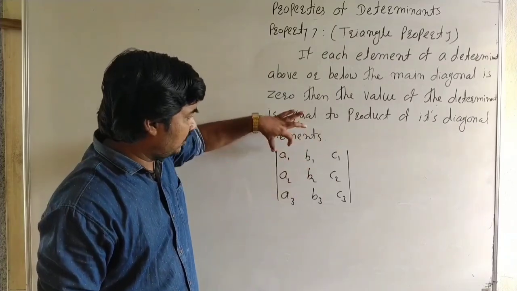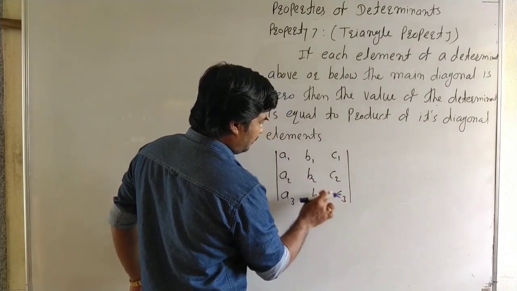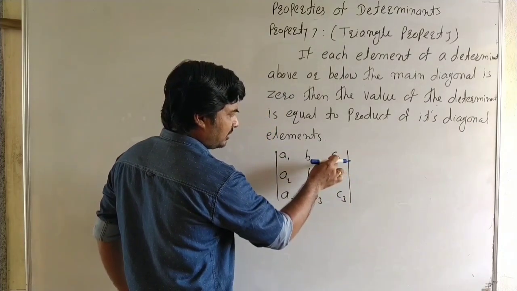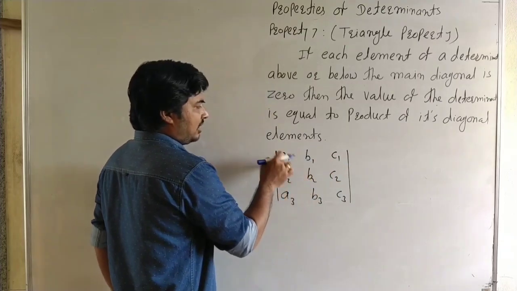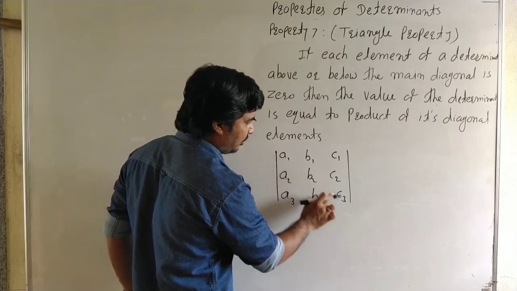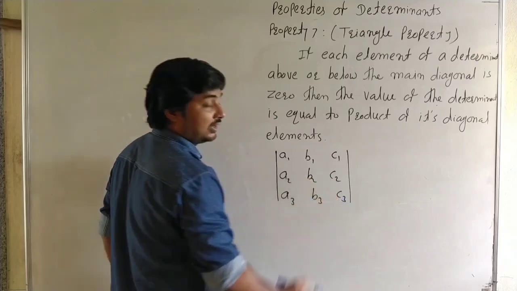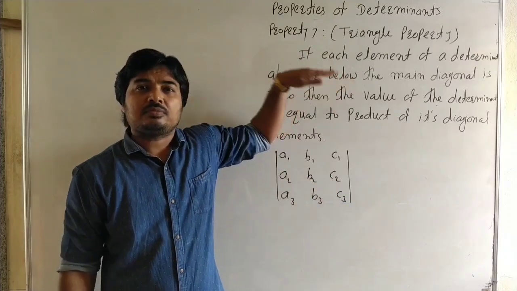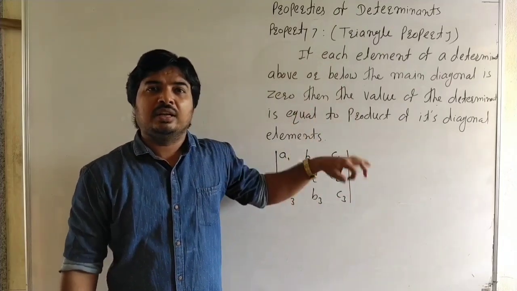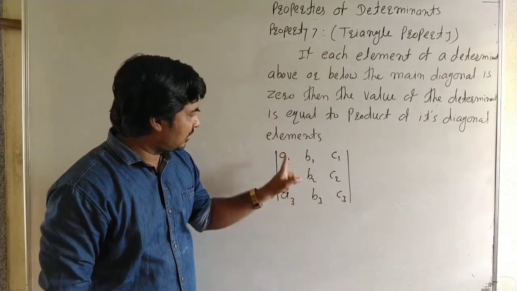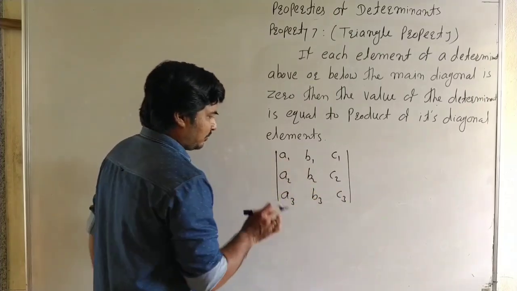Now, the principal diagonal, that is the main diagonal. There are two diagonals. One diagonal is a1 b2 c3 and the other diagonal is c1 b2 a3, but the one starting from a1 is the main diagonal. Here the principal diagonal is a1 b2 c3, and the property says that if all elements below the diagonal or above the diagonal are 0, then the value of the determinant is the product of the diagonal elements, that is a1 b2 c3.